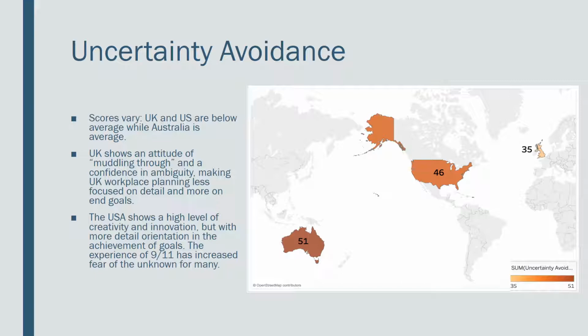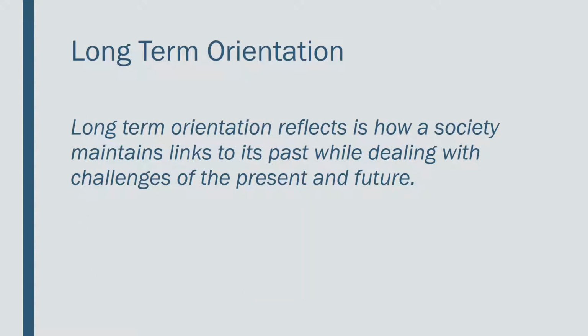Australia scores an intermediate 51 on this dimension, meaning that context is more likely to predict behavior than culture.